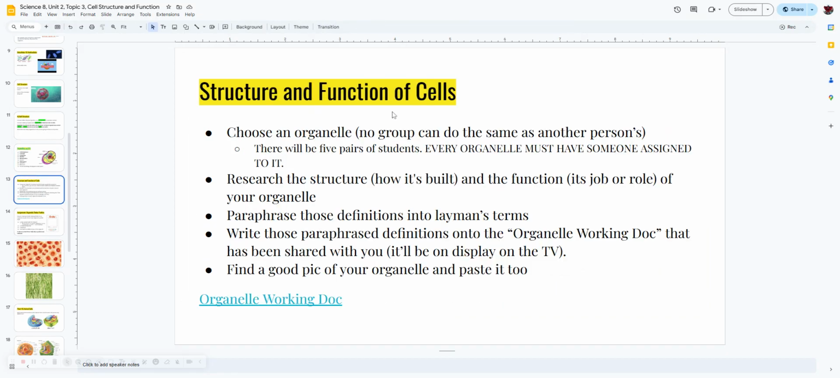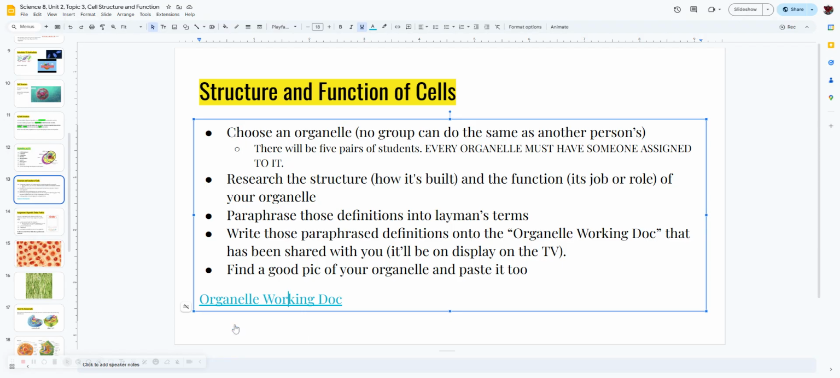So, the structure and function of cells. This is an assignment we're going to do in class, in groups. You will be assigned an organelle, and you need to figure out what its structure is. What does a lysosome look like? What's it designed like? What's its function? What's the job of a lysosome? And lastly, you have to find a picture, copy and paste it. So pretty easy, just 3 things you've got to quickly look at.